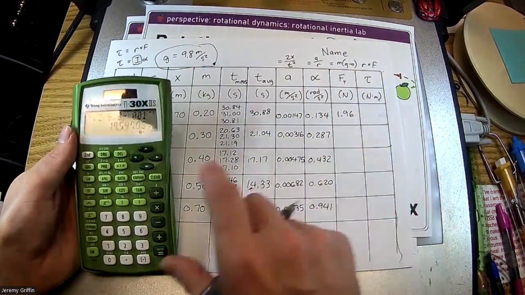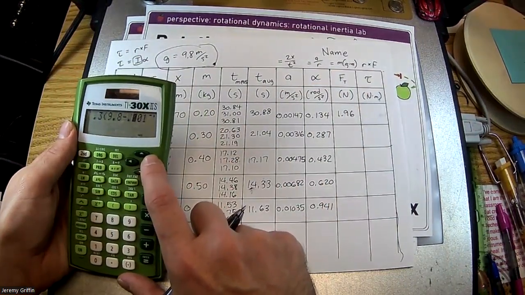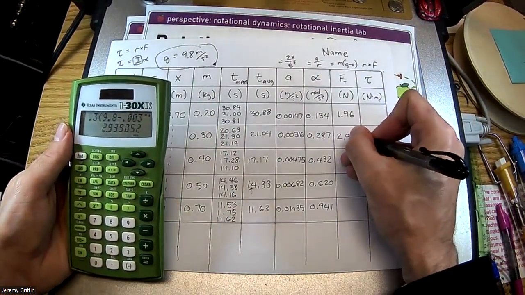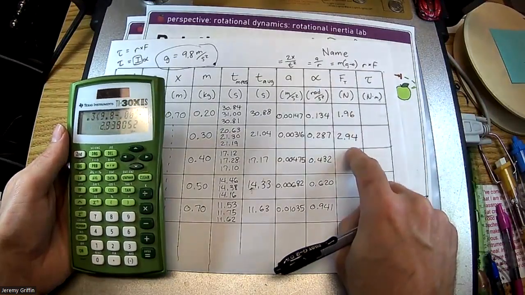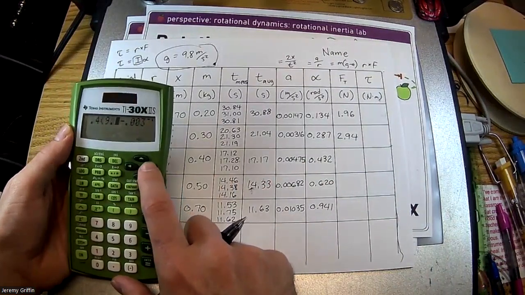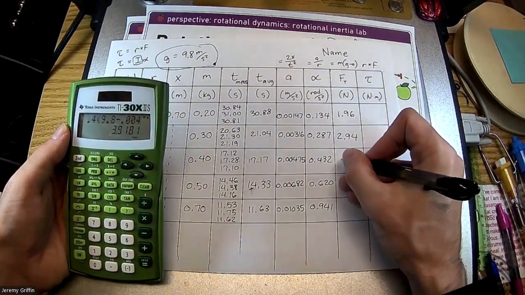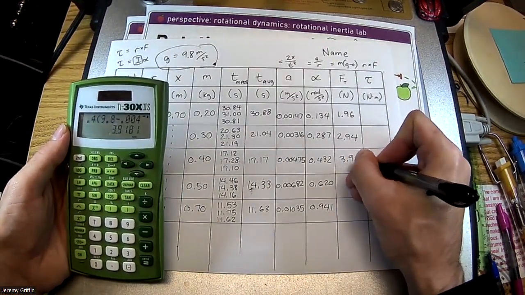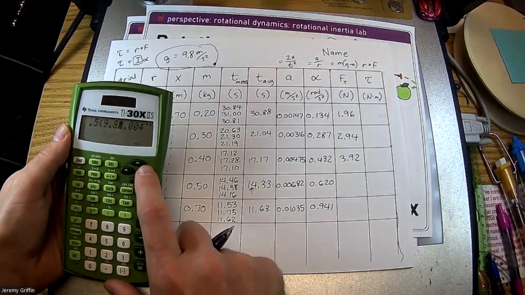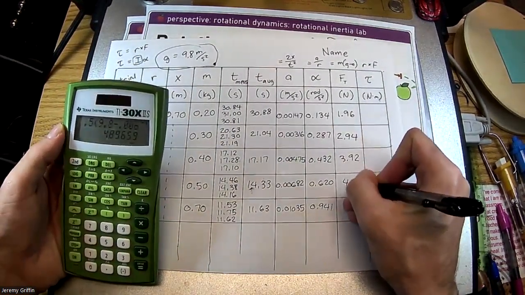Let's go all the way down here. Next one, now we got 0.3 kilograms. Gotta put in here 0.0316. Right? This is like 2.94 newtons of tension. Next one, got 0.4 kilograms. 9.8 minus 0.0475. Right. This is 3.92 newtons of tension. Next one, I got 0.5 kilograms. 9.8 minus 0.0682. This is 4.90 newtons tension.